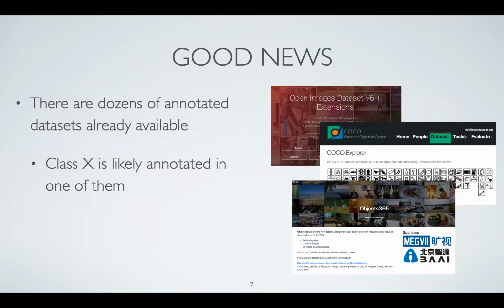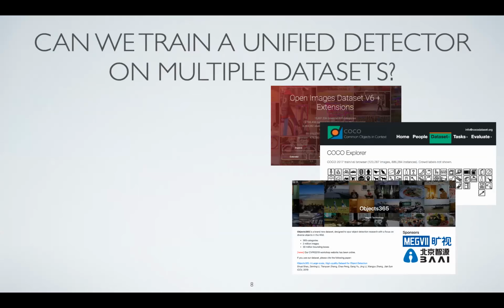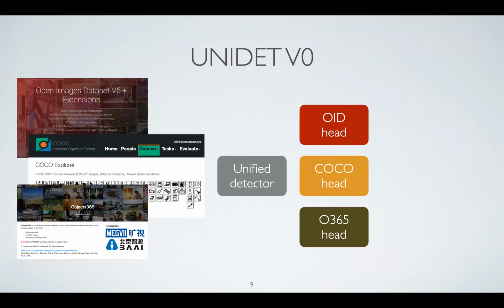The good news is that if we want to detect one specific object category, it is very likely that this category is already annotated in one existing dataset. Nowadays, we have dozens of good object detection datasets like OpenImages, Microsoft COCO, and Objects365. So can we train a unified detector on all of them? The short answer is yes. Here's how we start. We can train a unified detector that has separate output heads for each dataset with a shared backbone.